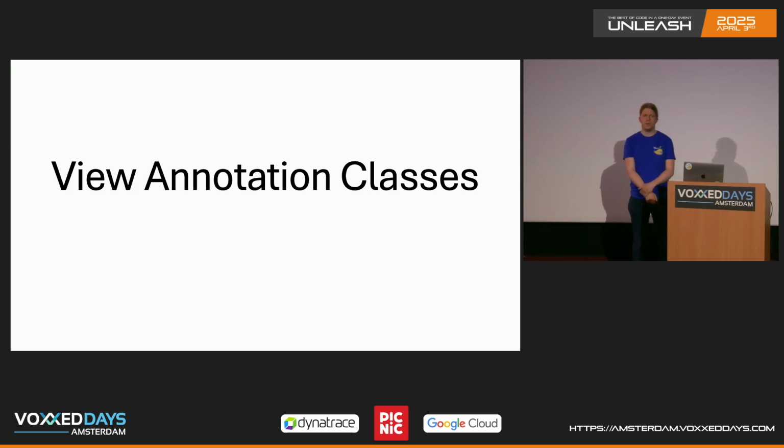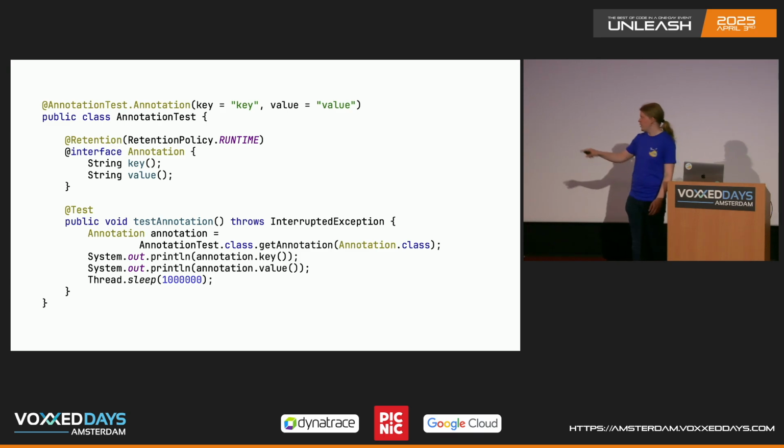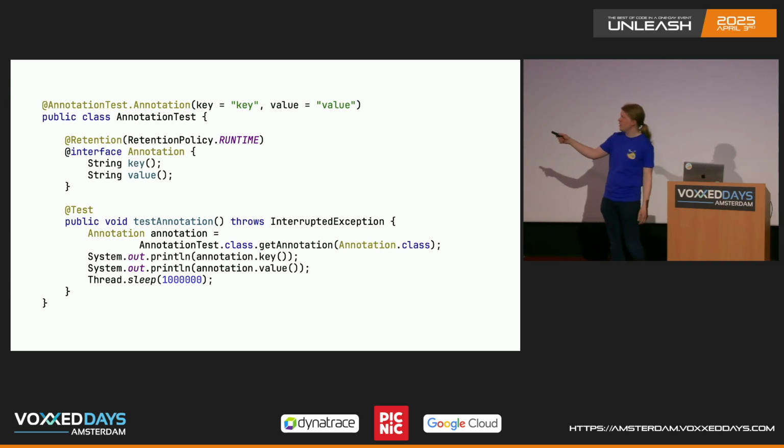For one, I found something quite interesting with annotation classes. So consider this example, it's pretty simple. We have a simple annotation called Annotation, because naming is hard, and it has a key and a value attribute. And then we have the AnnotationTest class, and on it we have the annotation. So what we can then do, in a test case, because we're still running on the test, it's easy to run here, is just get the annotation object here.